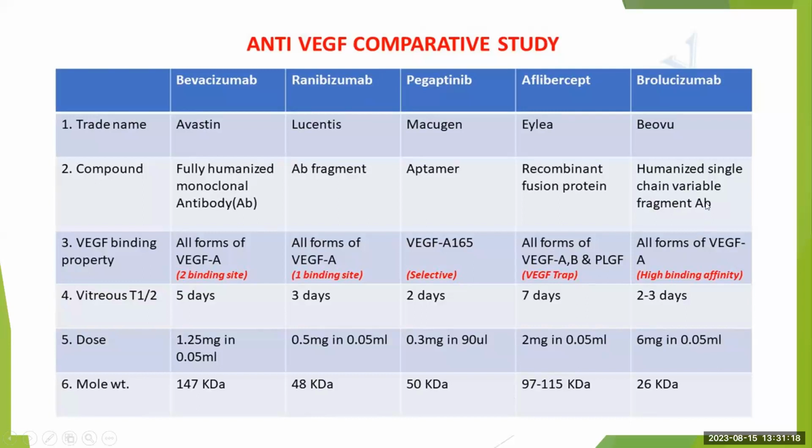Then the newer drug is brolucizumab, also known as Beovu. It is a humanized single-chain variable fragment antibody. It binds to all forms of VEGF-A. Its molecular weight is 26 kilodaltons, so we can inject more drug, that is 6 milligram in 0.05 ml.